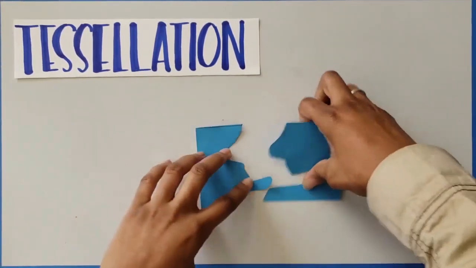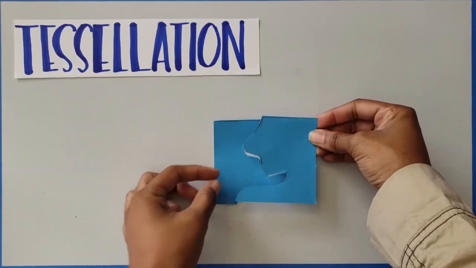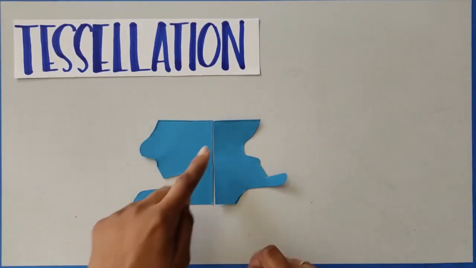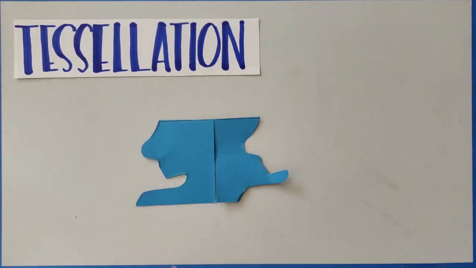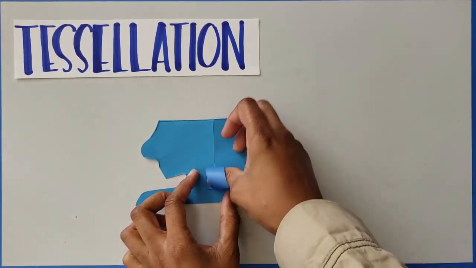When you're done, you want to put your pieces back together like a puzzle. You're going to pick up the piece from the right side and translate it over to the left side. You want to match up those two straight ends and secure it with a piece of tape. So I already have some pre-cut tape prepared, and I'll secure it there.